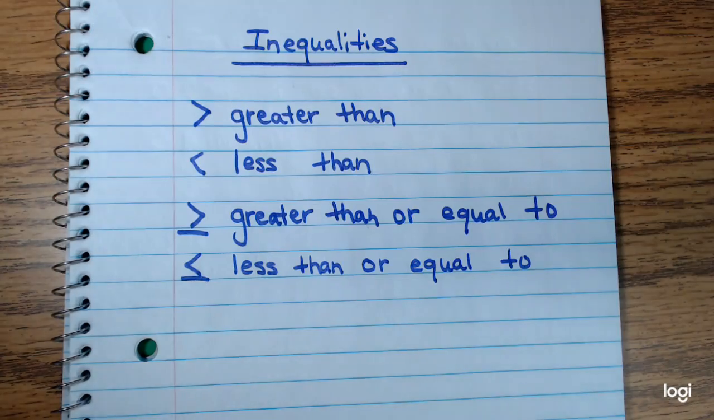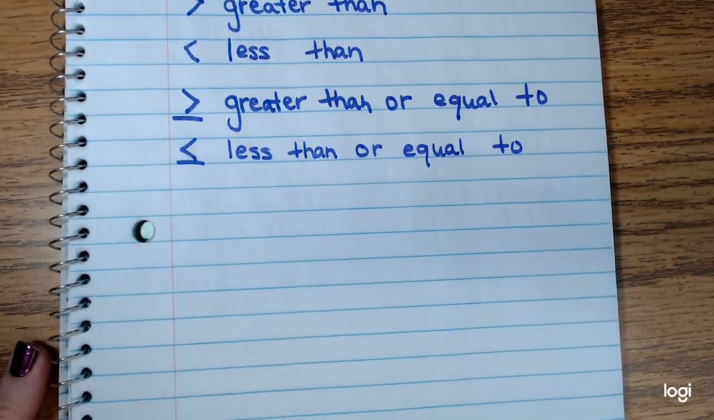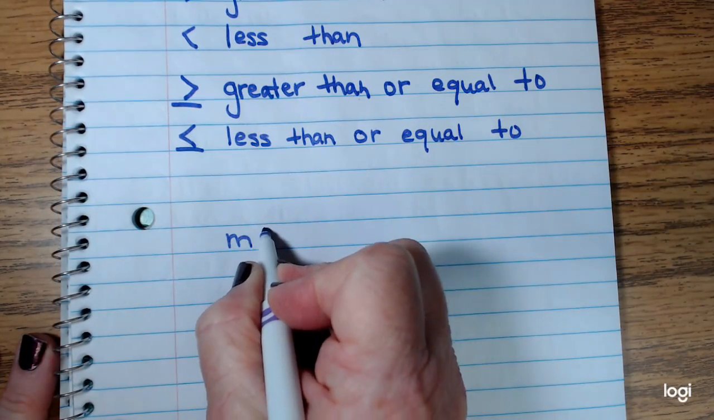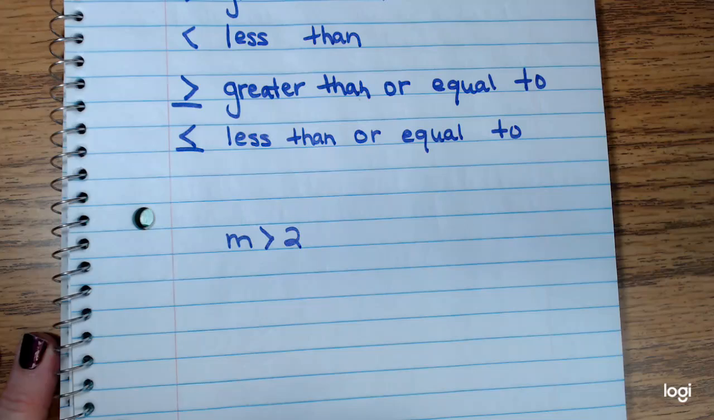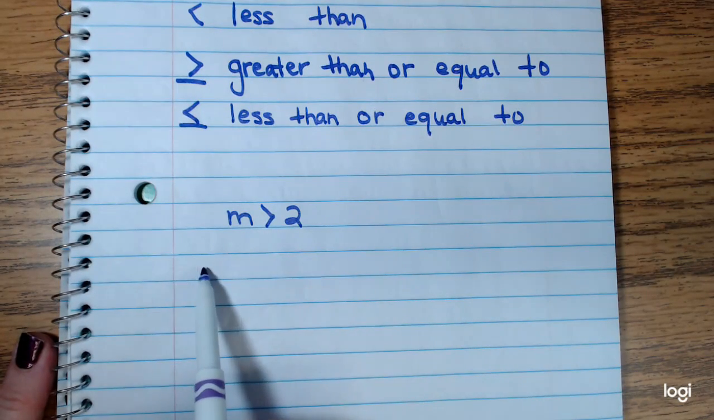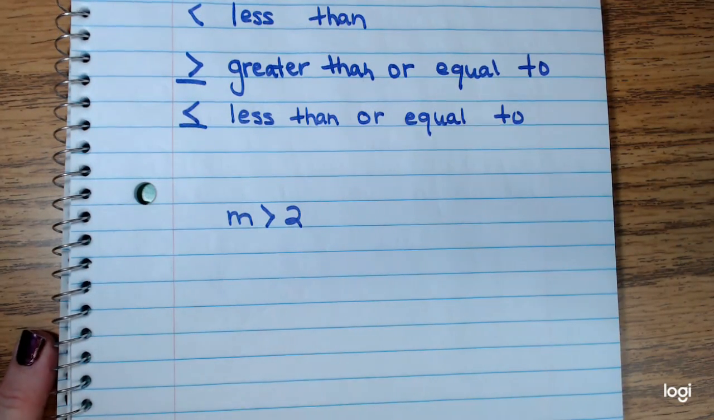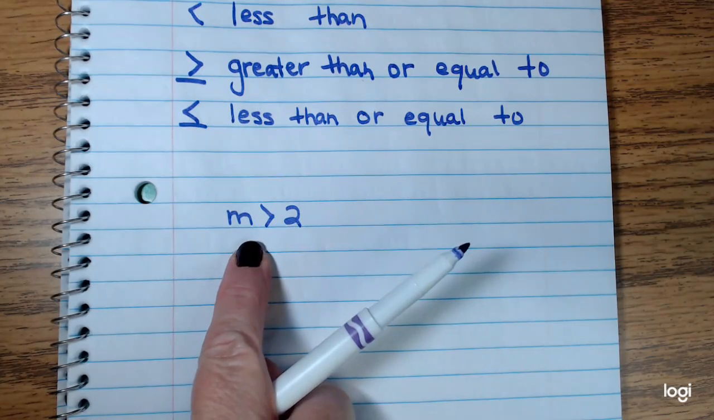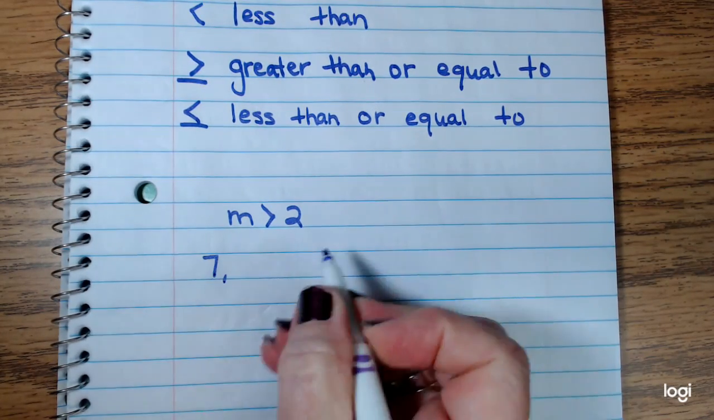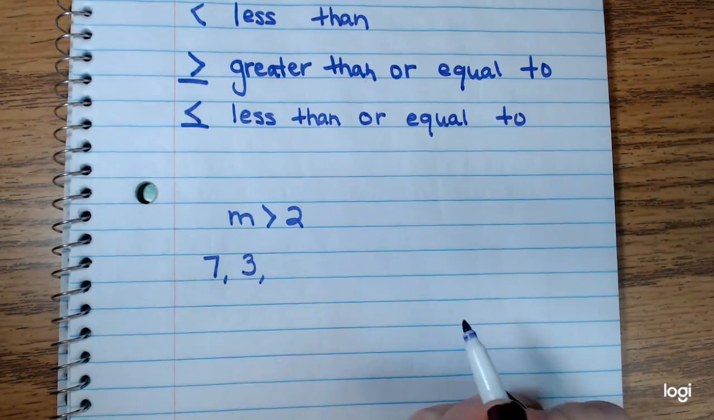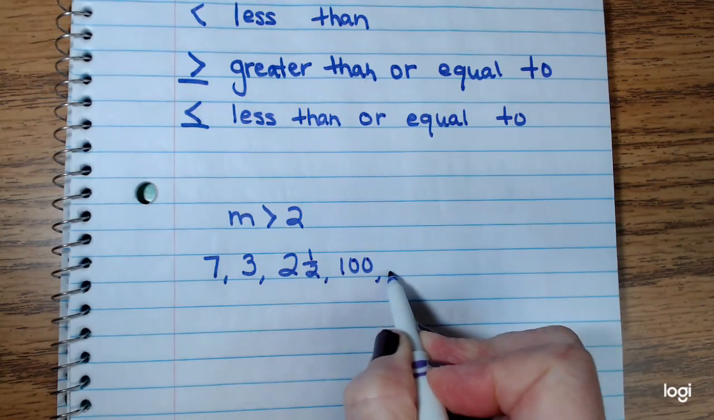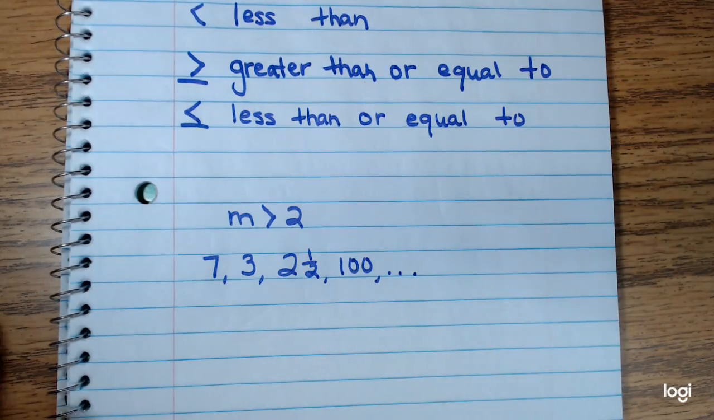All right, let's look at our greater than symbol. Let's move down here. If I told you that m is greater than 2, go ahead and list underneath some answers that would work for this. What are some answers that could be greater than 2? For example, something that could be greater than 2 could be 7. It could be 3. It could actually even be 2.5. It could be 100. There's so many answers.